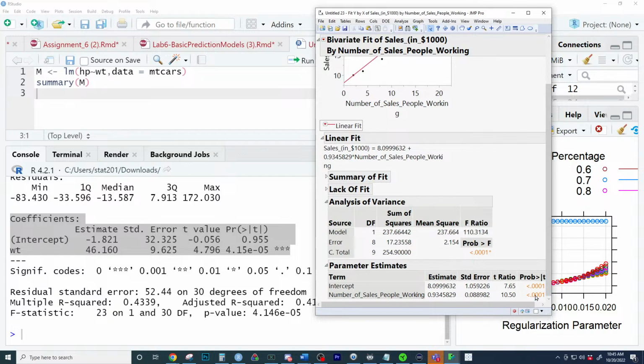Show me it. You've got to hover over it. Oh, there we go. 5.877. So this p-value right here is the p-value of the model, the p-value of the slope, which is used in the ANOVA.